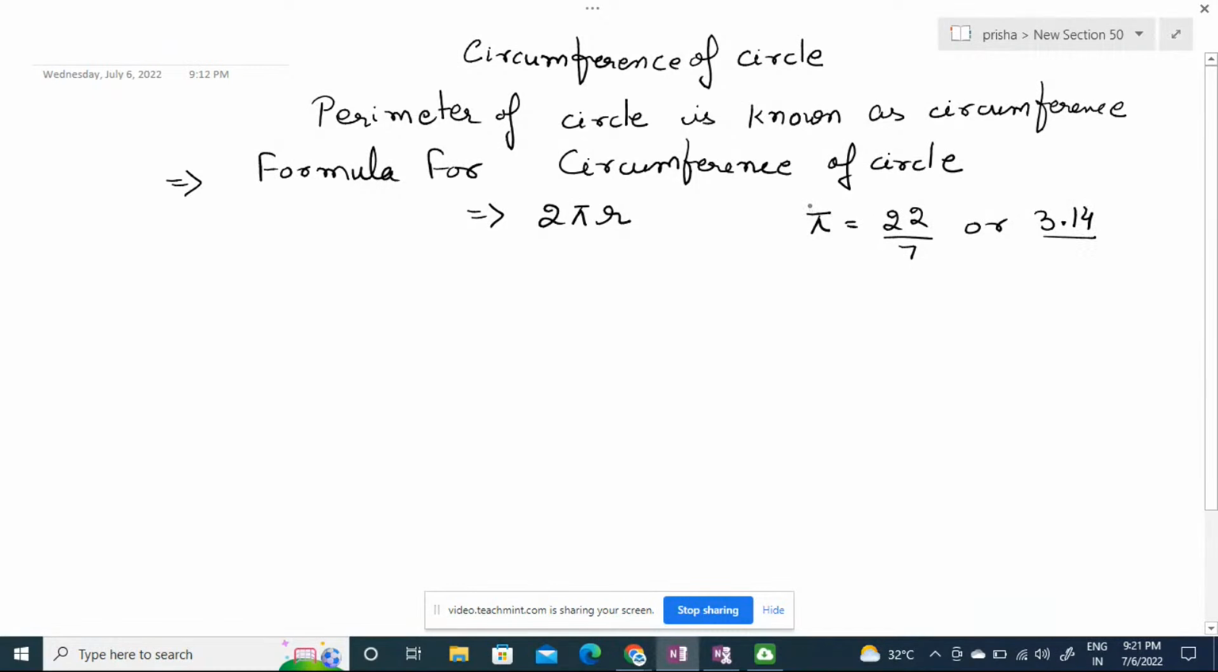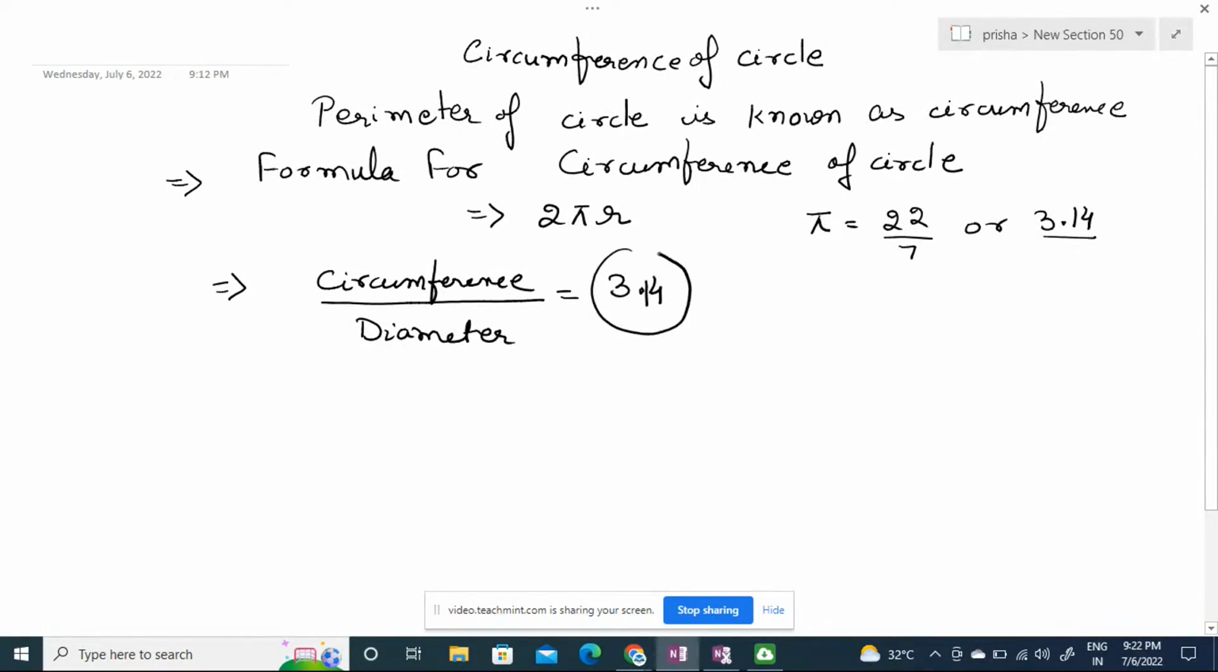And from where do we find the value of pi? It is found that whenever circumference is divided by the diameter of the circle, we always get a constant quantity 3.14, and this constant quantity is termed as pi. We pronounce it as pi.